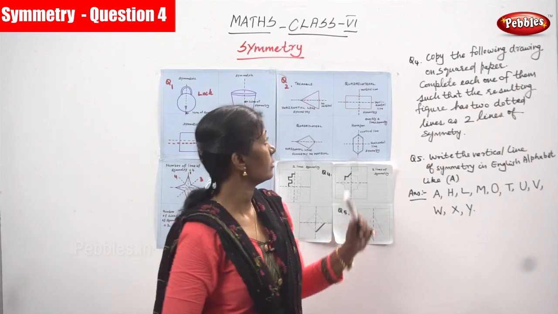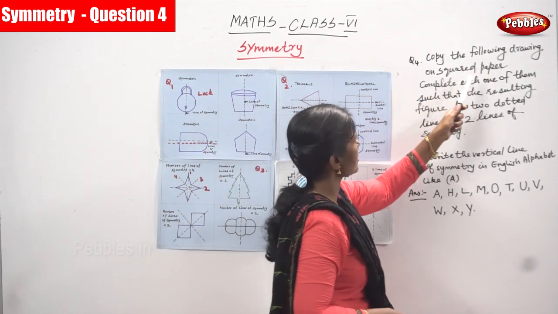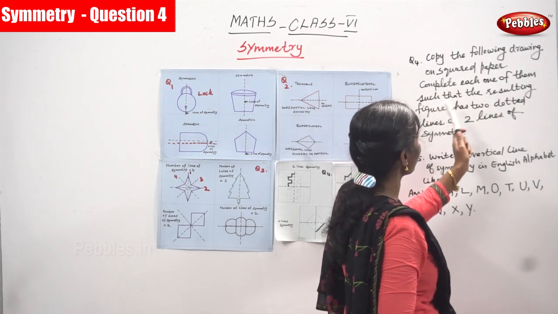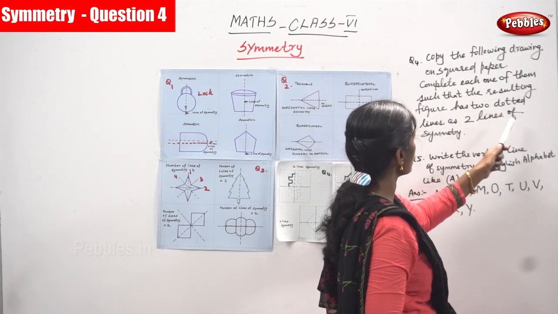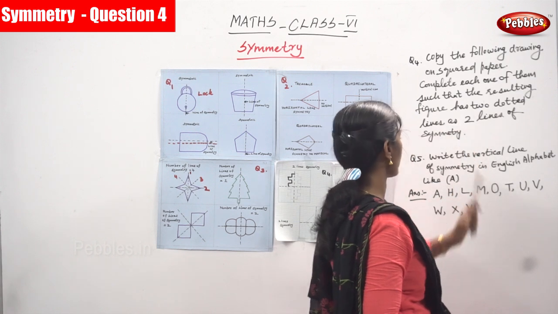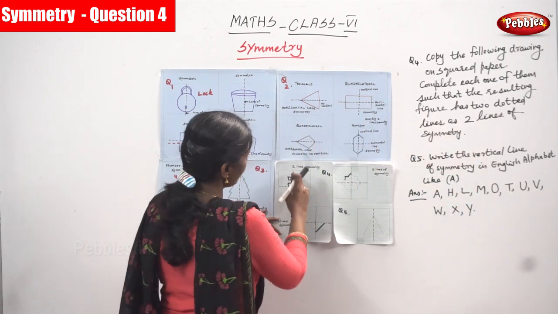So now we are going to see the fourth sum. Copy the following drawing on a square paper. Complete each one of them such that the resulting figure has two dotted lines as two lines of symmetry. So we have already given two lines of symmetry.